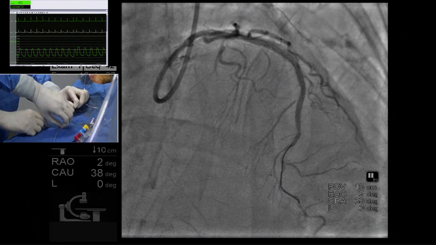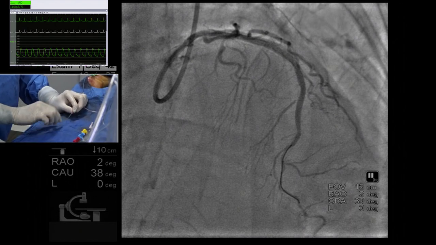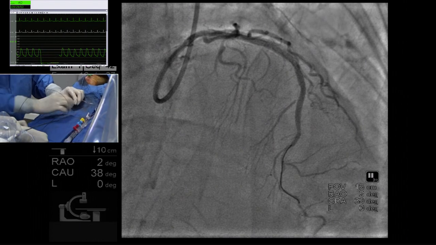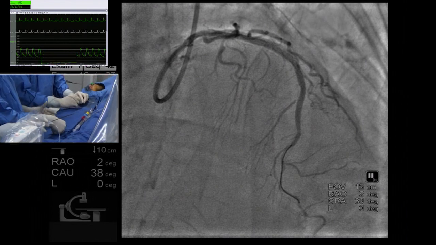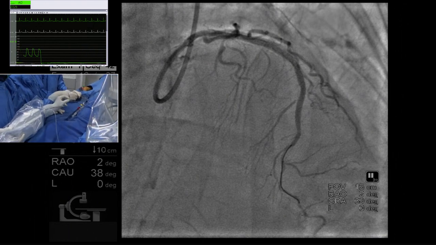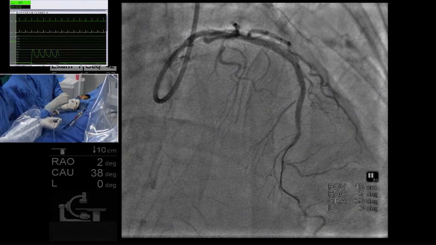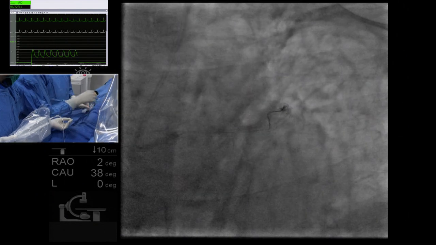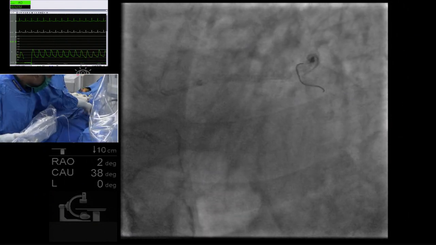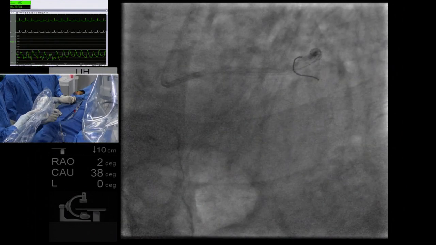Yeah, for mini crush, lately we've had some trouble with crossing into the side branch with balloons. Wires go fine, but balloons have fought us. It's a new trend, so I don't know if there is a change in structure with the Onyx Frontier stent, or is it something else? Because we had a change in our Onyx stent. We get the Onyx Frontier now. But it is a noticeable, significant problem. So maybe there is a structural change.